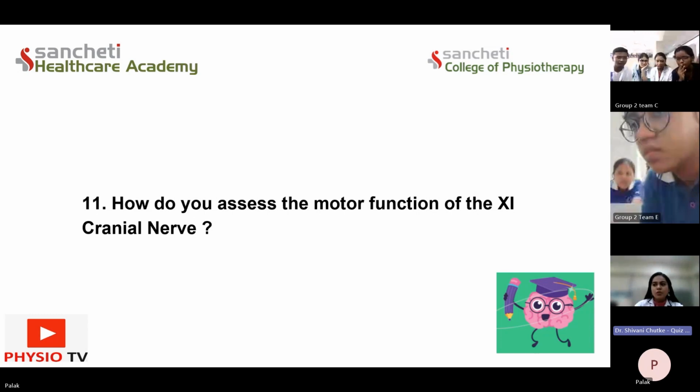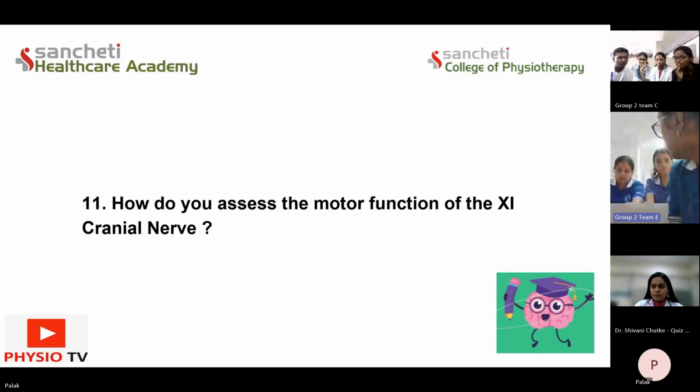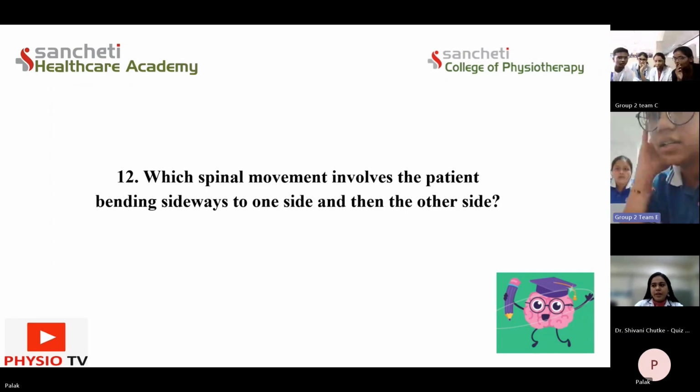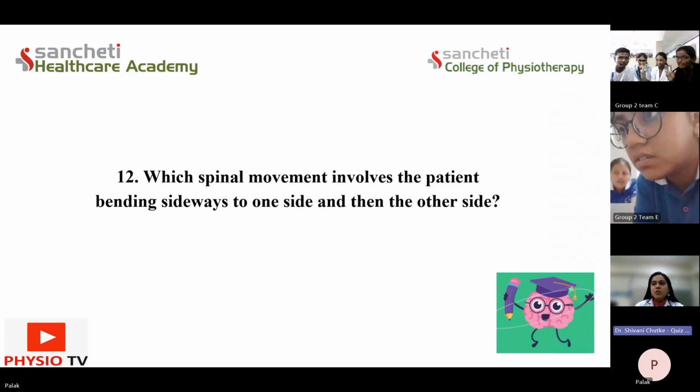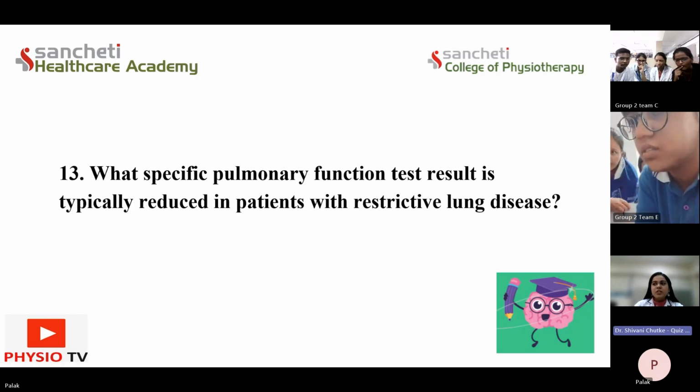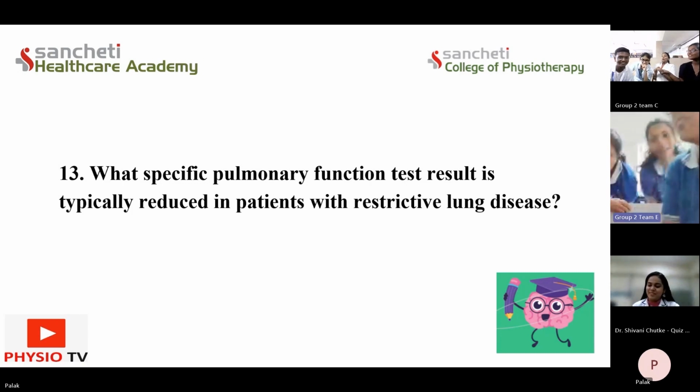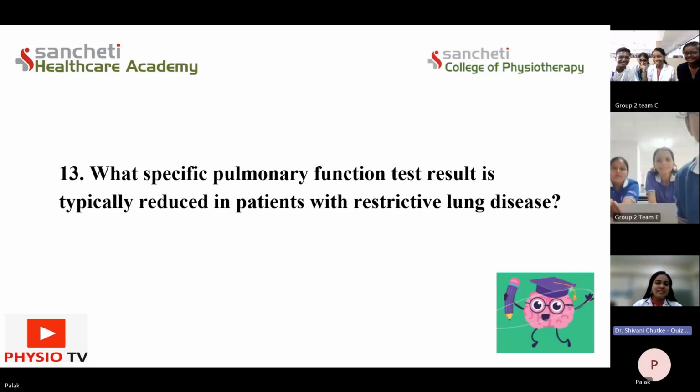How do you assess the motor function of the 11th cranial nerve? Shrugging of shoulders against resistance for trapezius. Yeah, you're right. Which spinal movement involves the patient bending sideways to one side and the other side? Ma'am, can you repeat the question, please? Which spinal movement involves the patient bending sideways to one side and the other side? Lateral flexion. Yeah, you're right. Which specific pulmonary function test result is, and your time is up. So the answer to this was FVC.